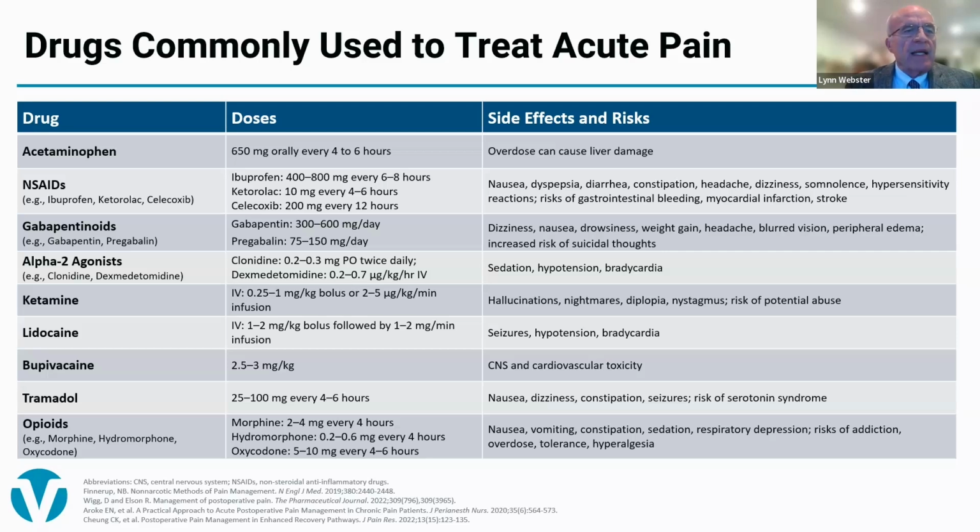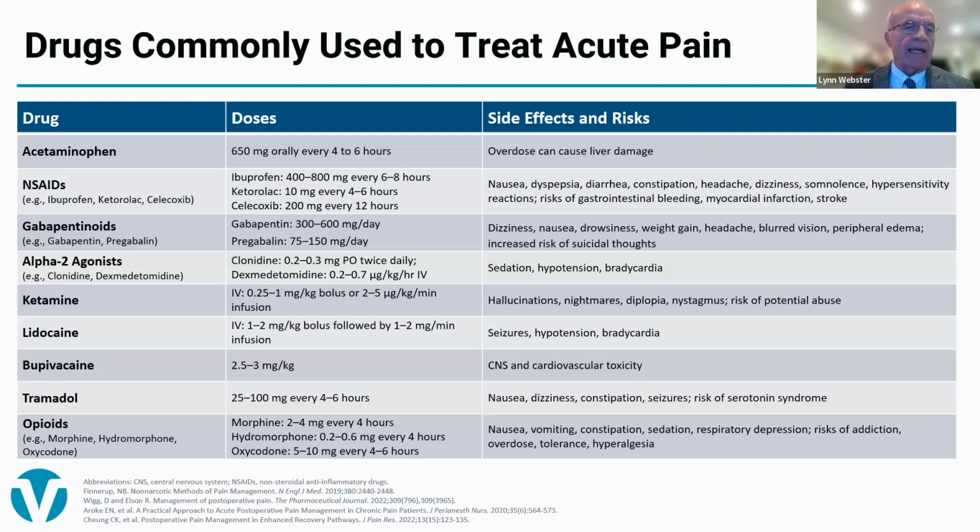I should point out that NSAIDs are often very fundamental for the treatment of acute pain and very helpful for most people, but they're not appropriate in some individuals, and you have to be cautious about using those in a universal way. And it's also important to know that each of these medications may work for some people, but not for others, and that's part of the reason why you have to have an individualized treatment plan.